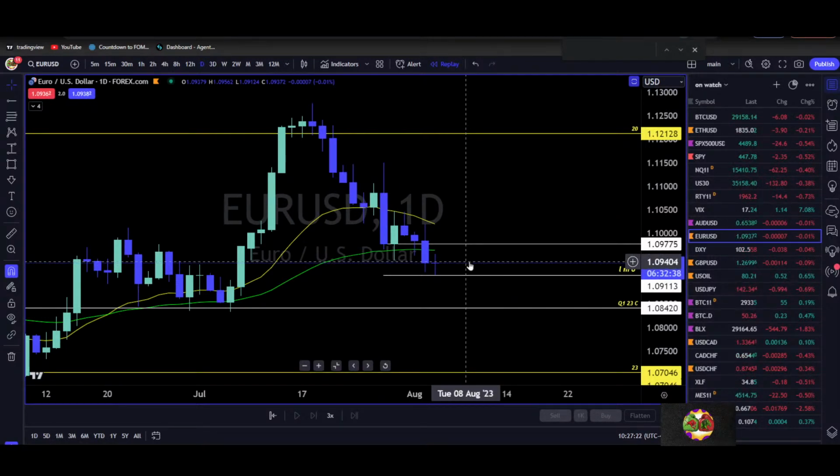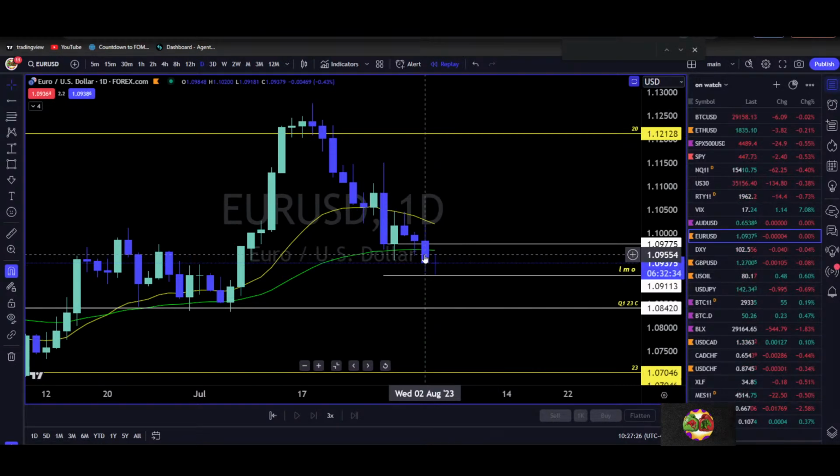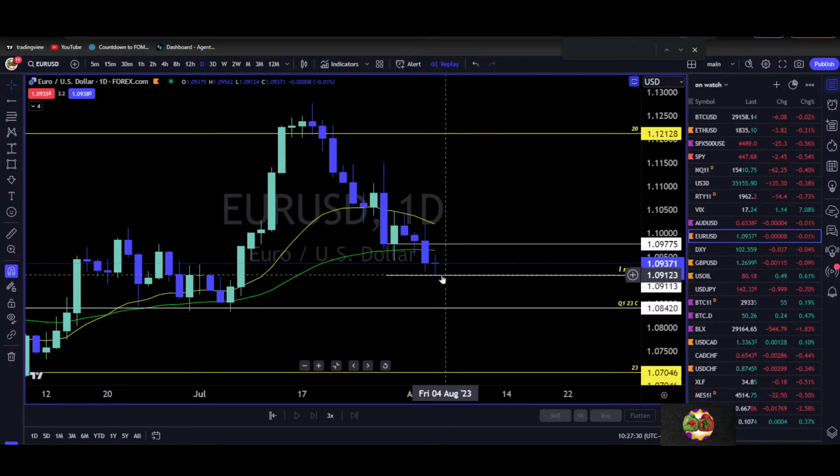So right in here. Yeah. This is last month's open. That's why it's rejecting here. That's a big level. Just took profit at 109.234.